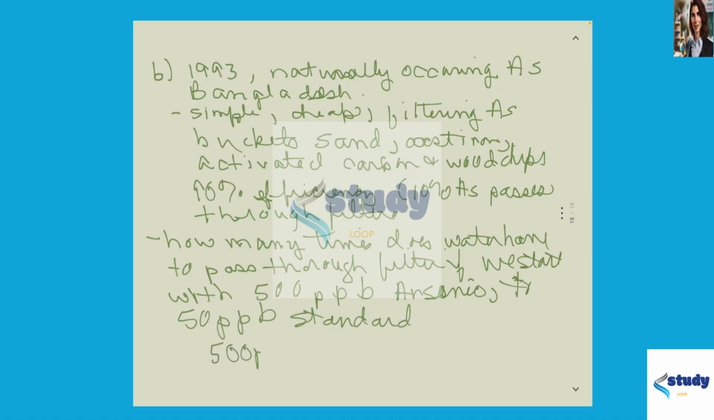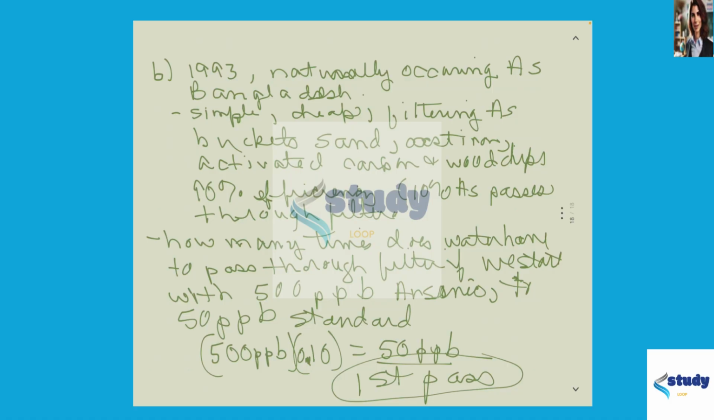If we have 500 part per billion as our starting point, and we multiply that times 10%, which is what will be remaining, which is 0.1, we get it down to 50 parts per billion after the first pass. So we'll be down to passable by removing 90% of the arsenic with only one pass through the filter. And that is it.